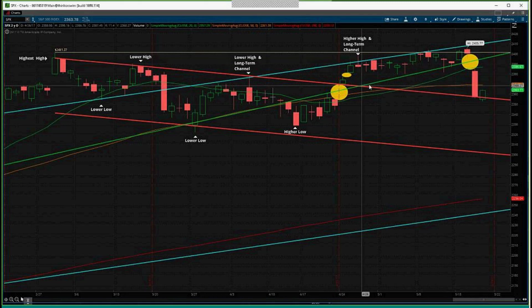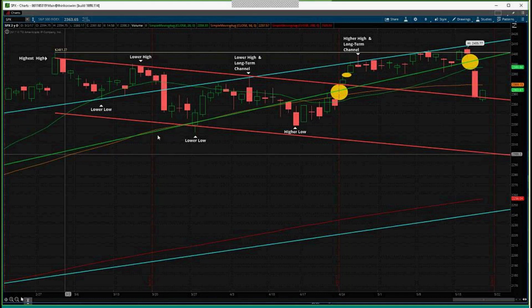One of the things that had happened very clearly, and we had been talking about this for weeks on the Monday Market Muse, is that when you take a look at this pattern right in here, if you take a look along the top, you see the yellow line, that had been the top of the pattern.